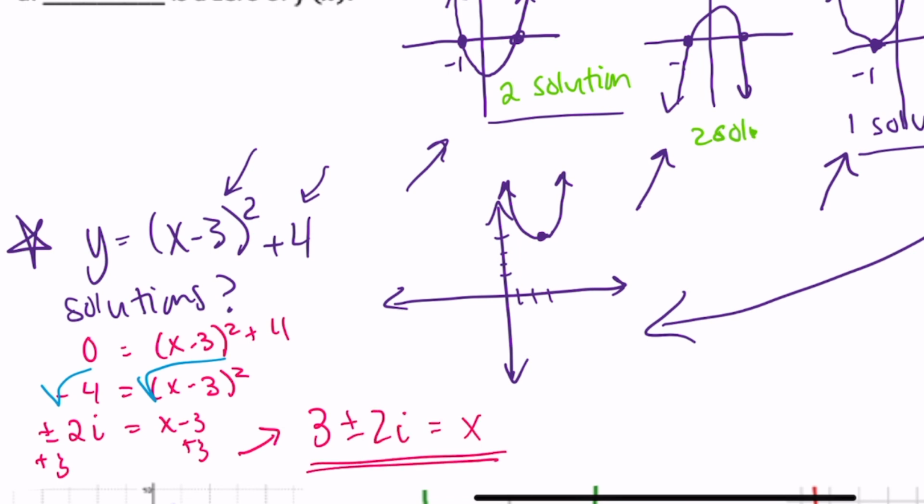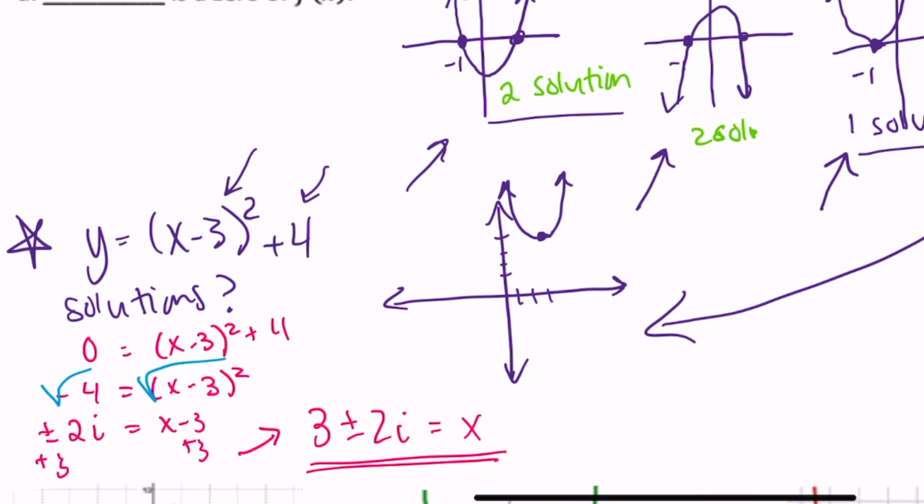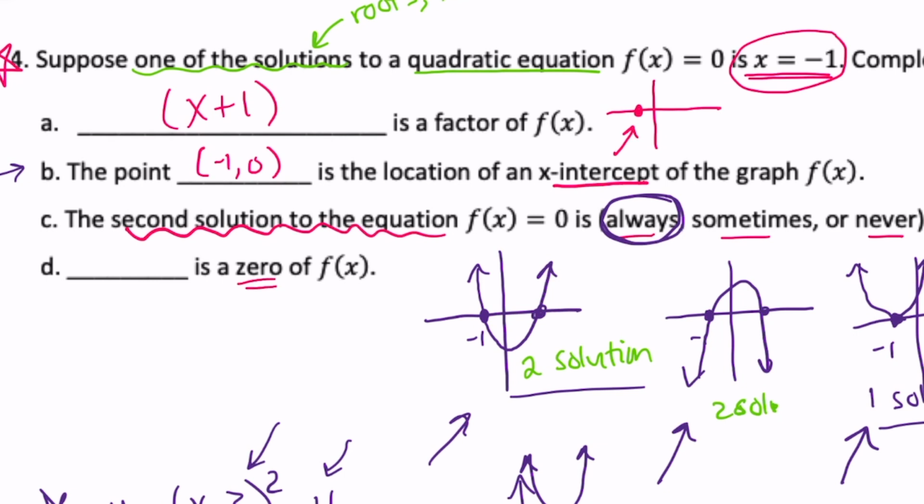So if I'm given that I have an imaginary solution, then I know that the other solution always also has to be imaginary. That'll come in handy later, so keep that in mind. Then it says blank is a 0 of f of x. Remember, 0 is just a synonym for solution. So I can say -1 is a 0 of f of x.